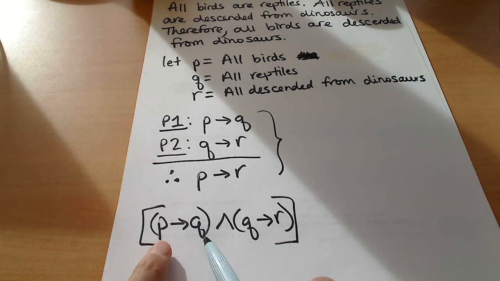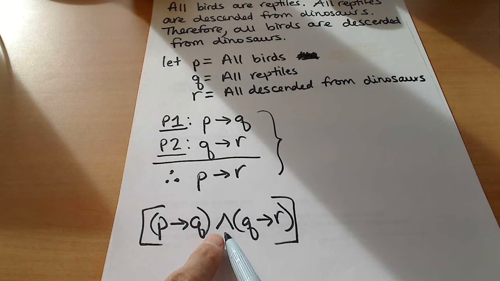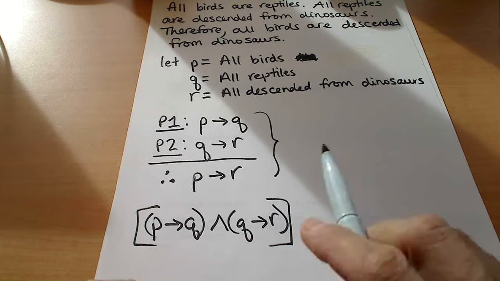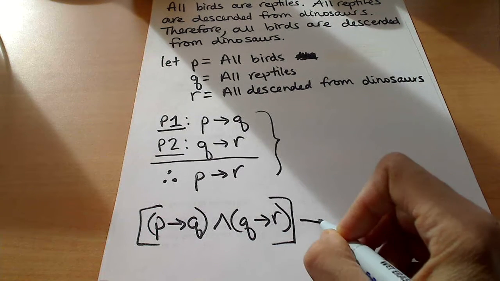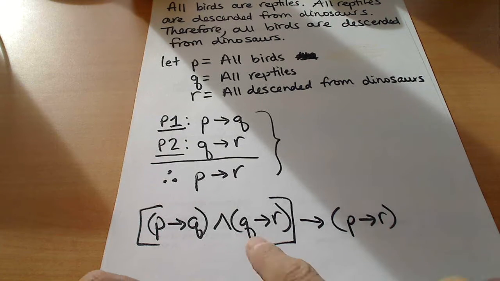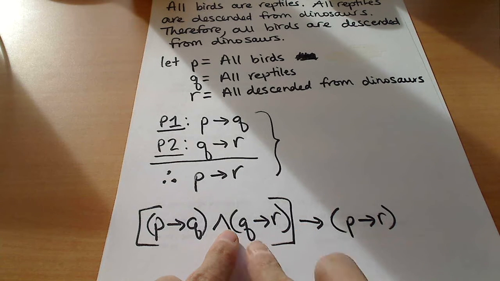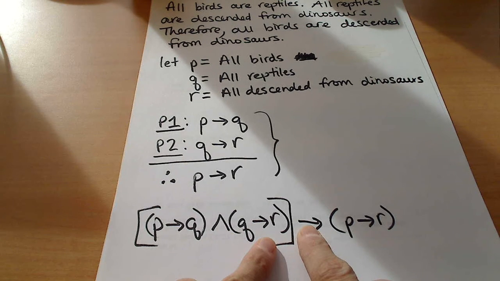Notice the use of parentheses here, because the use of parentheses is important. I've got to do this conditional, then take the conjunction, and the brackets here mean I need to do all of that before I look at how that joins with the conclusion. So always your premises are joined with a conjunction, and your premises and your conclusion are joined with a conditional.